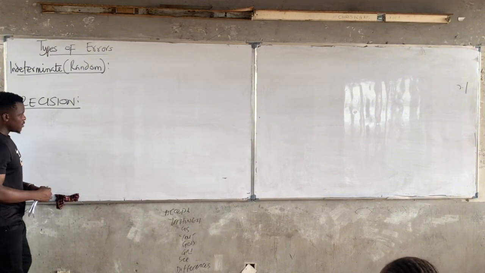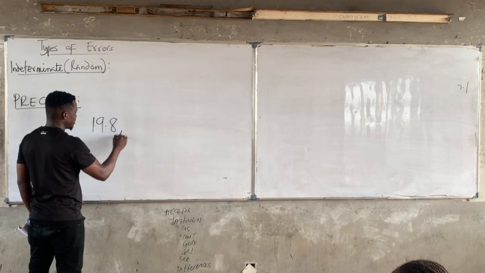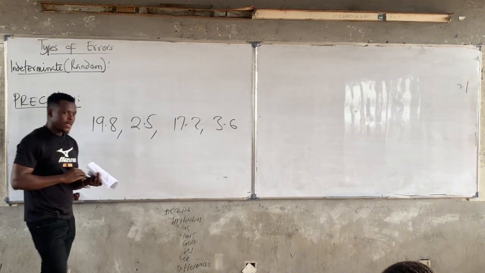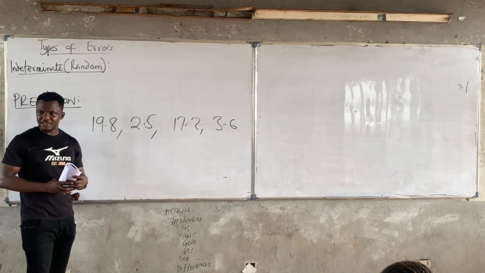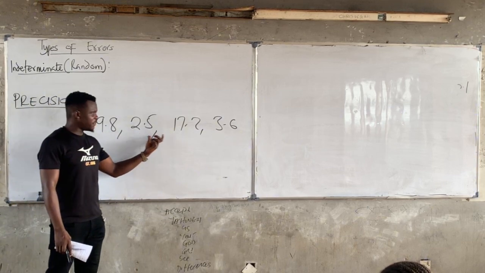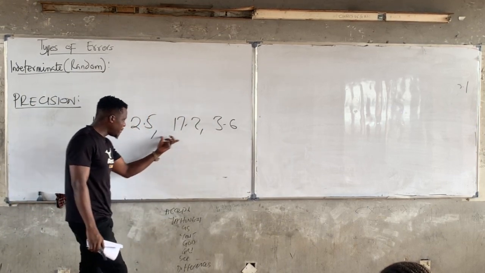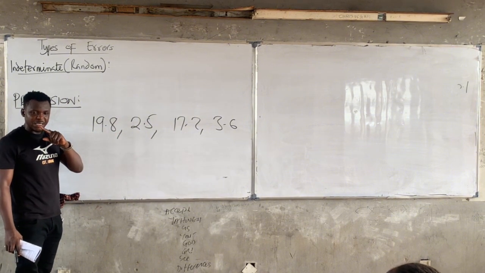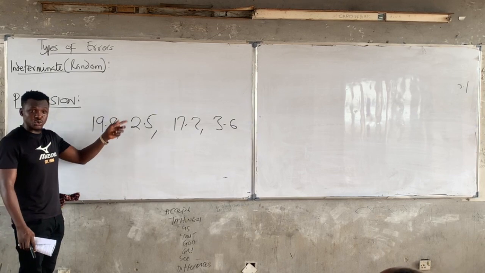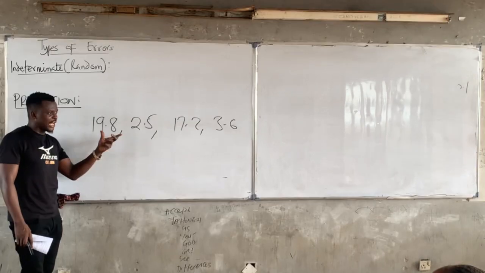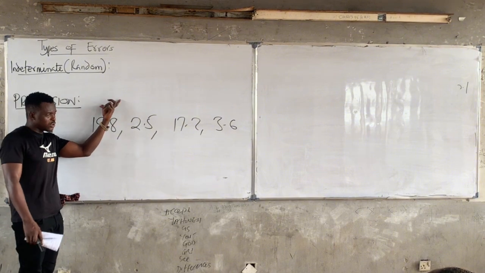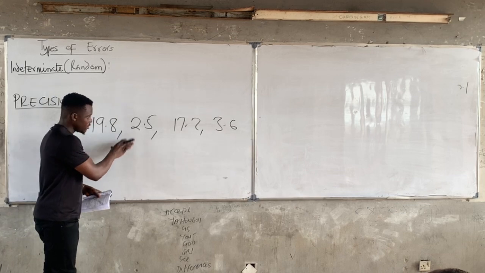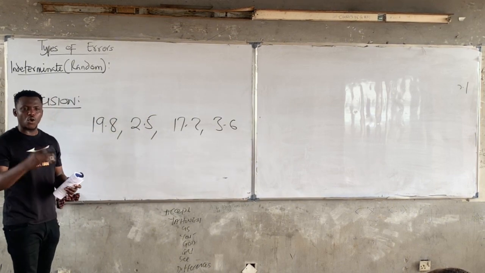Now, let's say I have 19.8, 2.5, 17.2, 3.6. Imagine you carry out four replicate analyses and you get 19.8, 2.5, 17.2, 3.6. It simply means that there is an error here, and this error is going to affect the precision. Do you know why? There's no true value. If they gave us a true value, we would have checked and said it is close to the true value, and then you can comment on the accuracy. But since there is no true value, imagine they give you something like that and say comment on this.